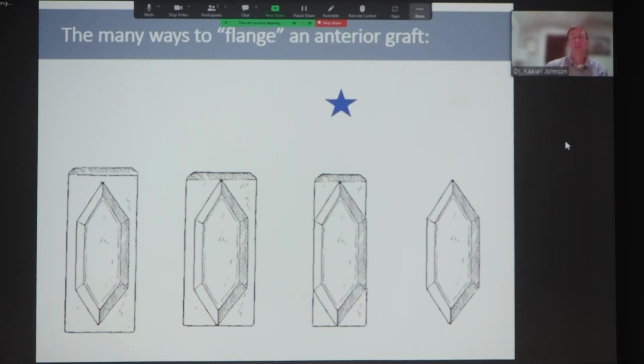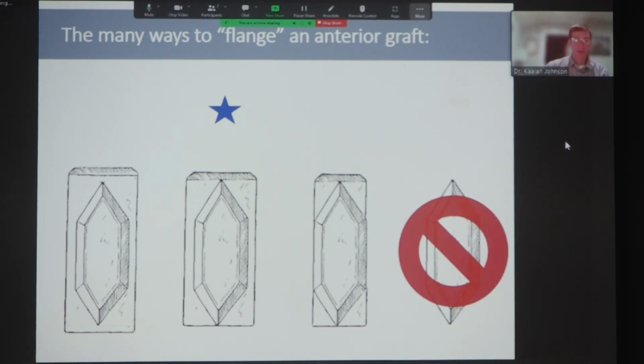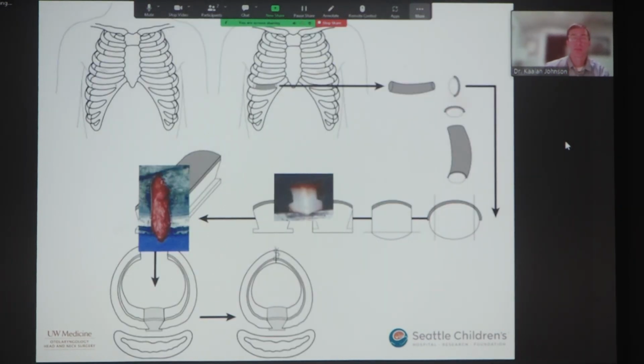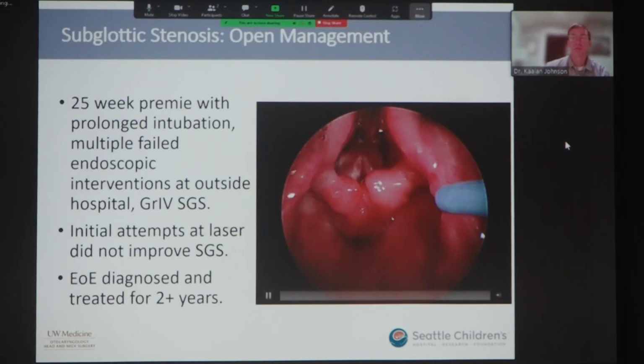Andy Inglis loved to put grafts in without the side flange, and I just wanted to mention that because I tend to leave a side flange as well. All of these are good options, but the only thing we don't generally recommend is to not have any flanges, as the graft can fall into the airway.